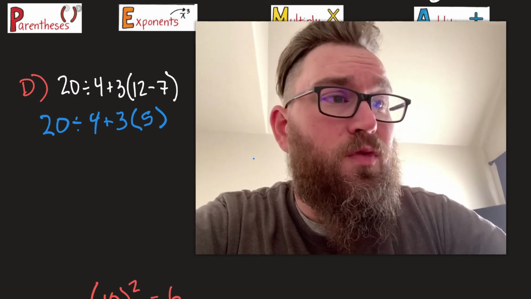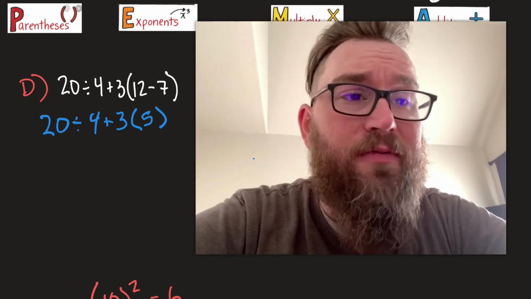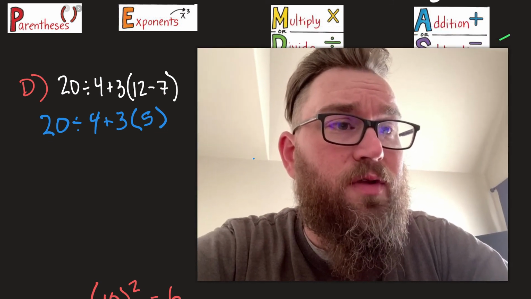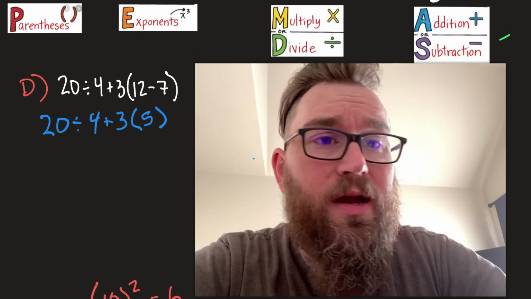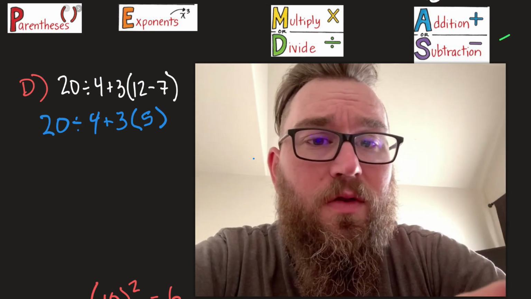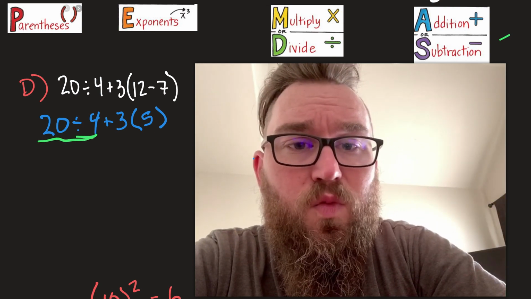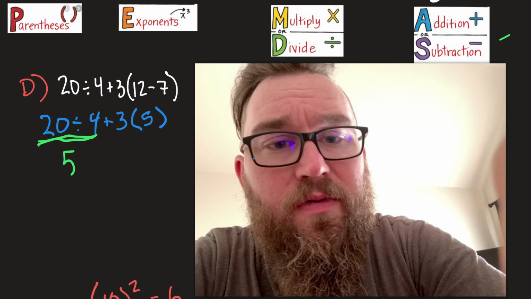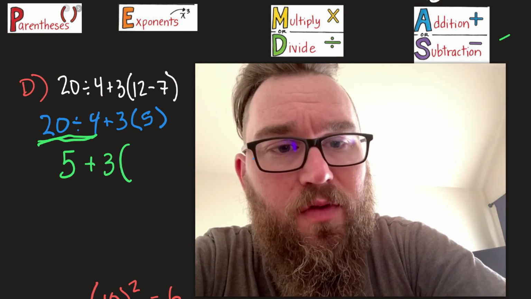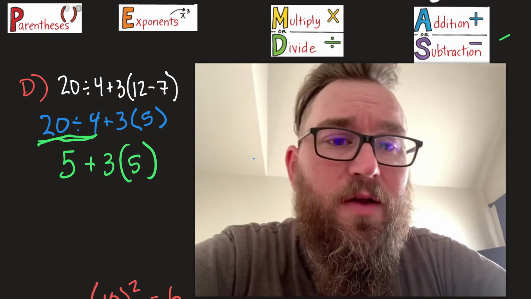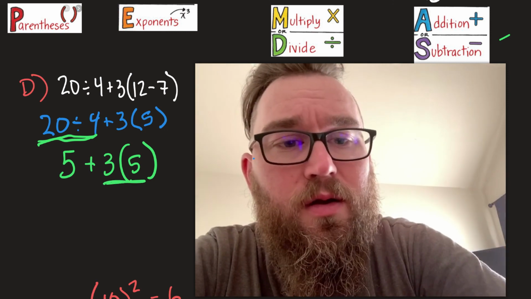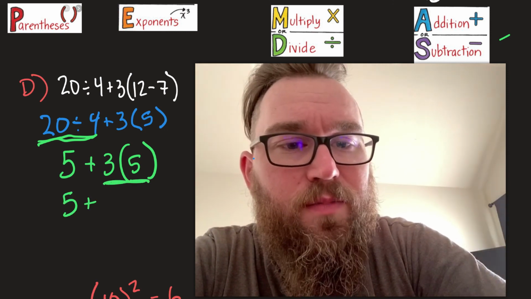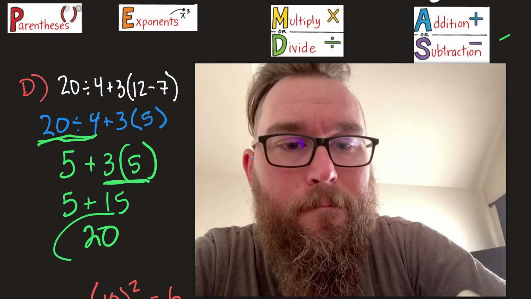All right, so now I read left to right. We can still show that stuff above my head. So multiply and divide left to right. There's no parentheses or exponents, so we'll divide right here. 20 divided by 4 is 5. So I have 5 plus 3 parentheses 5. No parentheses, no exponents, multiply and divide. Yes, there is multiply. 3 times 5 is 15, so 5 plus 15 is 20.